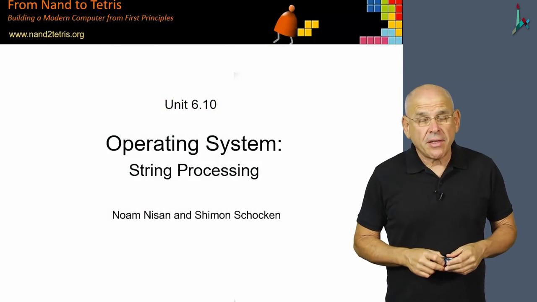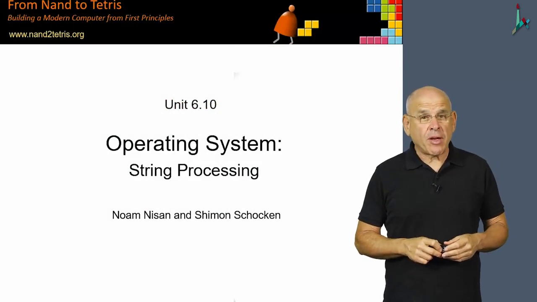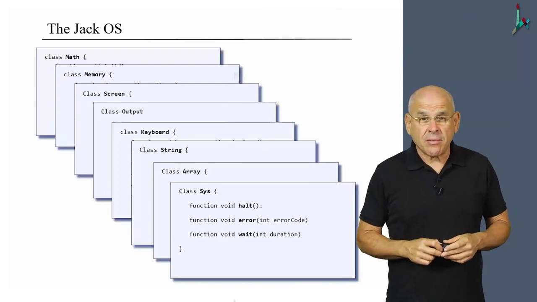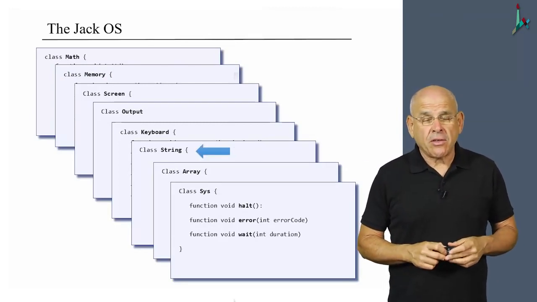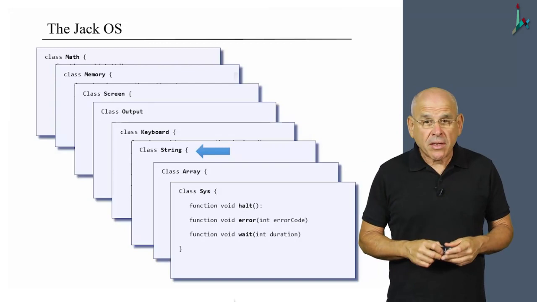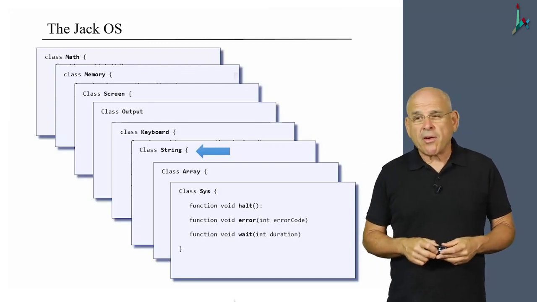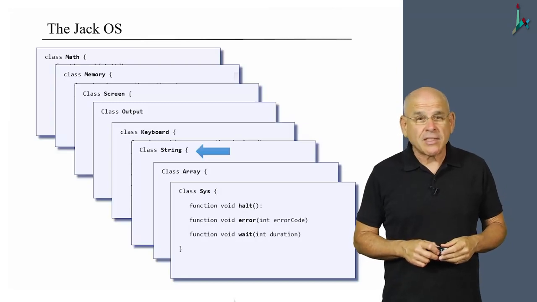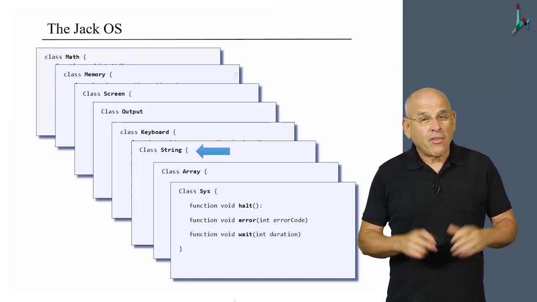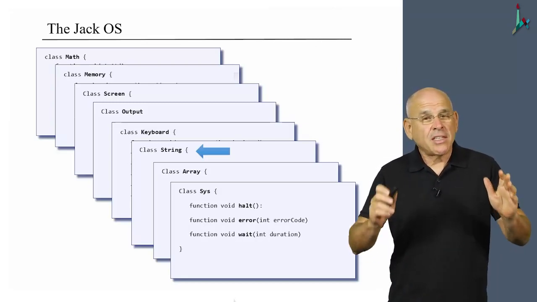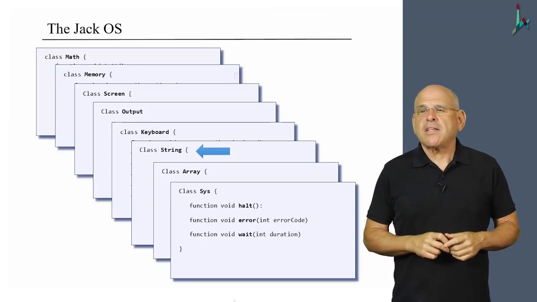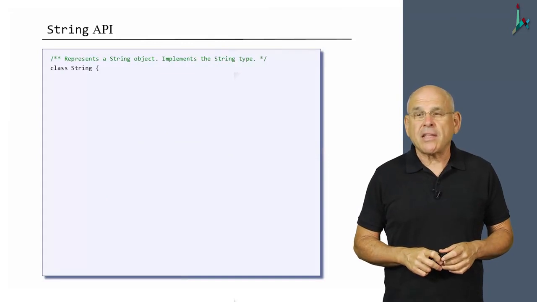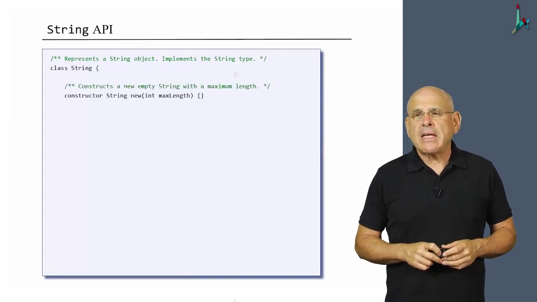Welcome to this unit in which we are going to talk about string processing. And in the Jack operating system, strings are handled using a class called string. So as you see, we are inching our way through the operating system, one class at a time. And you have to admit that this module has a lot of class. So let's start with this string class and take a look at its API.